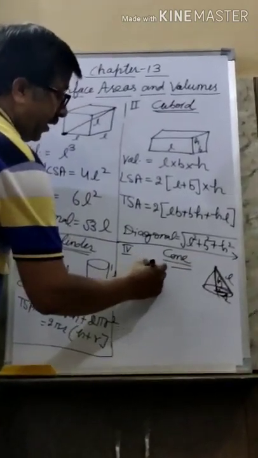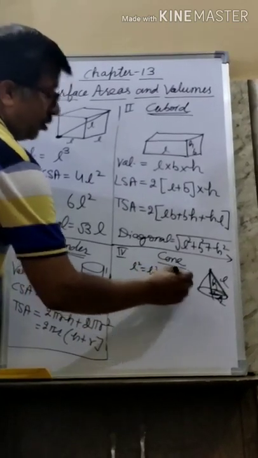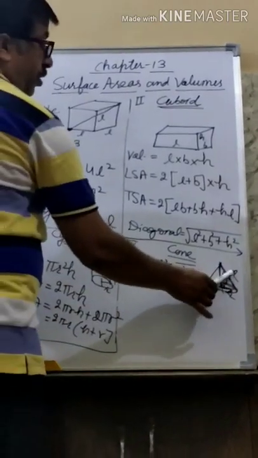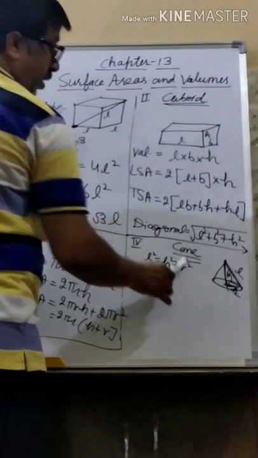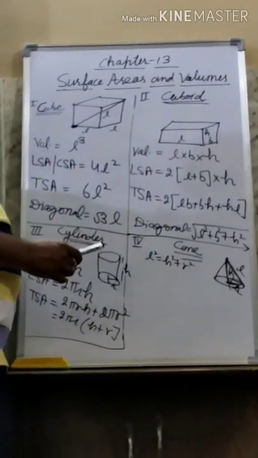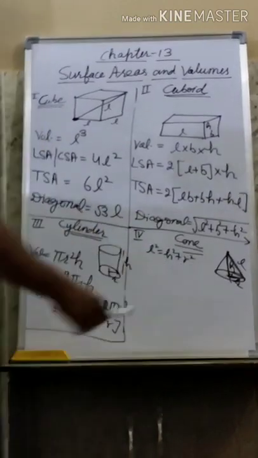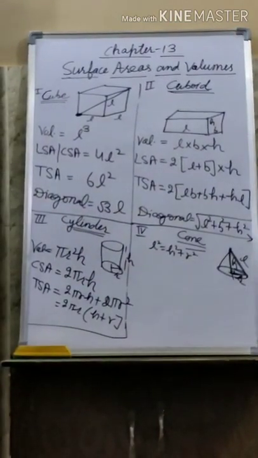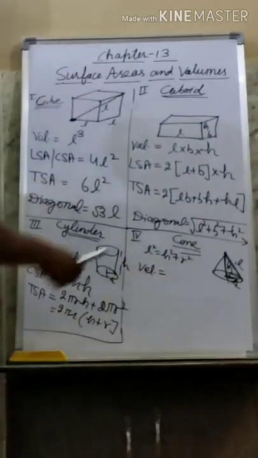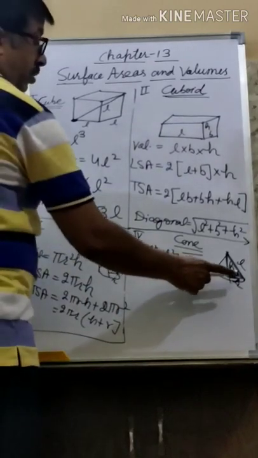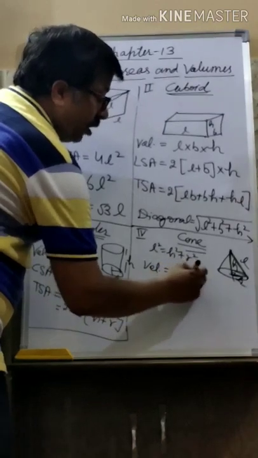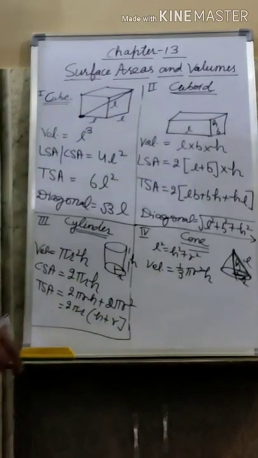You know very well the slant height: L square is equal to h square plus r square, because in a right triangle you apply the Pythagoras property. If r or h is given, then you can find out L. If out of 3, 2 are given, by this Pythagoras property you can find out the third one. So now the volume of this cone, I have told, is 1/3 of this. So learn this: volume is 1/3 pi r square h.